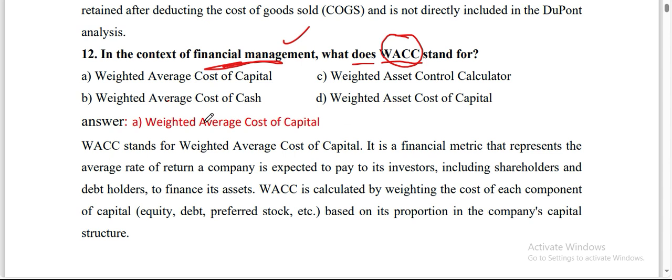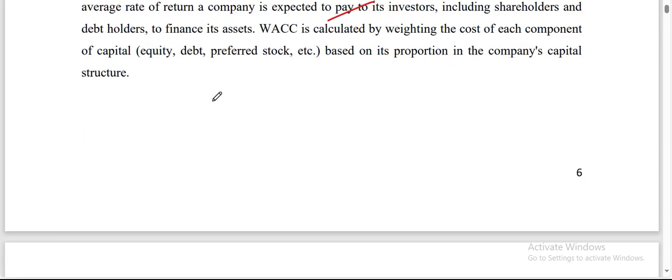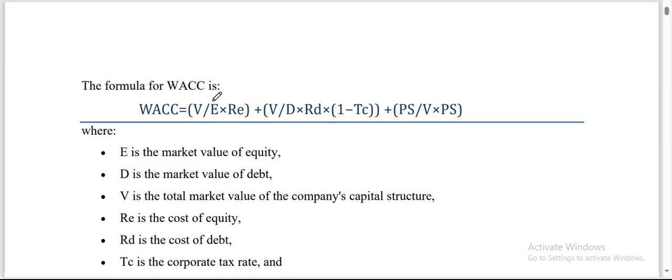So the answer for this question is weighted average cost of capital. A is the best answer. WACC means weighted average cost of capital. It is a financial metric that represents the average rate of return a company is expected to pay to its investors. So the answer is option A. In other words, the formula for WACC is given here.